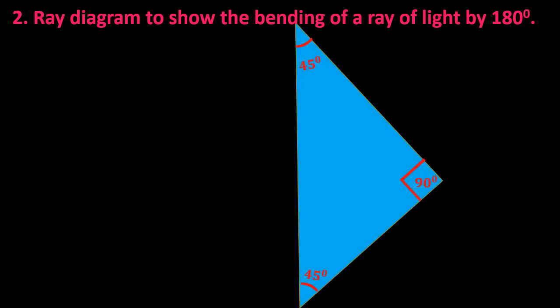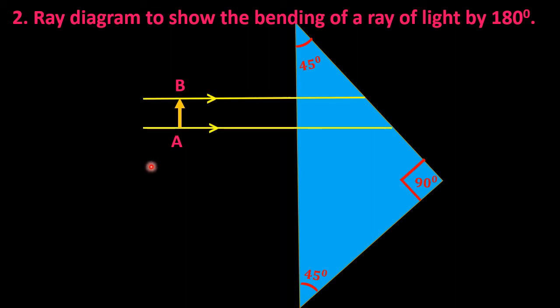For this also we require a right angle isosceles triangle, but it will be oriented in a different position. So in this way, and here in front of it we consider an object AB, and from the top and the bottom we consider two parallel rays incident at the prism. So here also the angle of incidence will be 45 degree and it will be totally internally reflected, and again it will be incident here also.